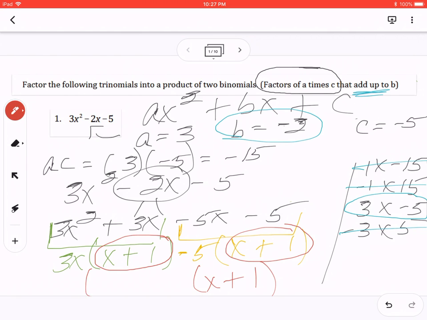The other factor is formed by whatever is in front of the parentheses. There's a 3x in front of this pair of parentheses, and there's a minus 5 in front of the other pair of parentheses. Therefore, our answer, or our two factors that multiply to be that original trinomial, are right here. I'm boxing them in: 3x minus 5 and x plus 1. We can check by using the FOIL approach or the double distribute approach.